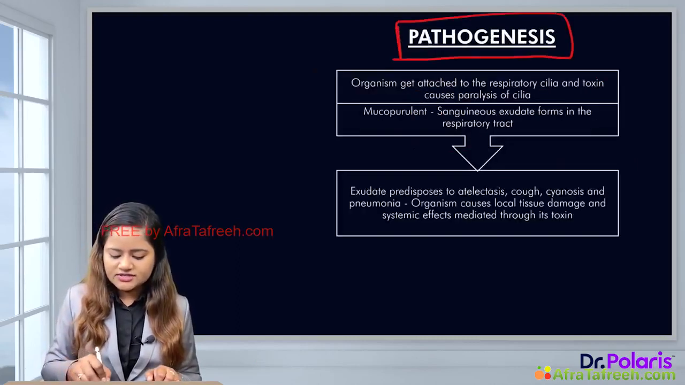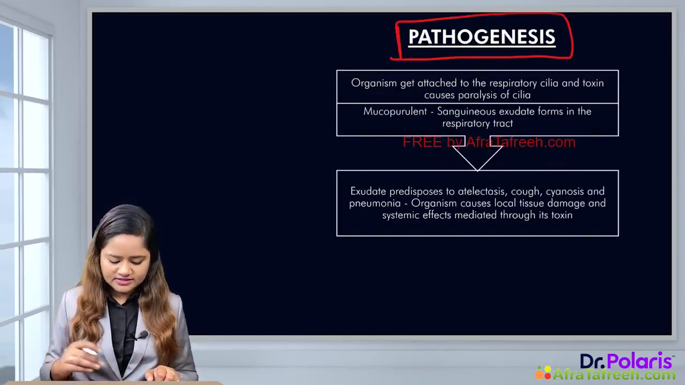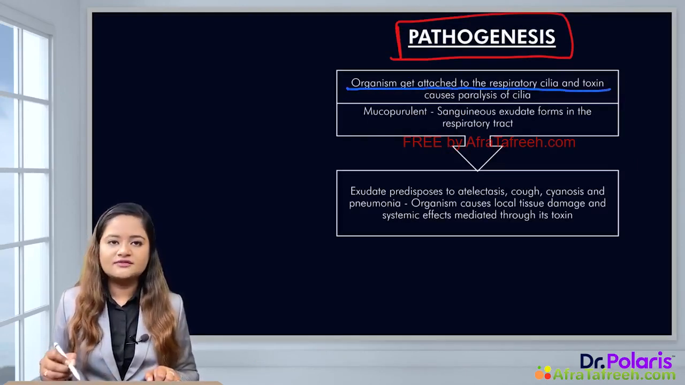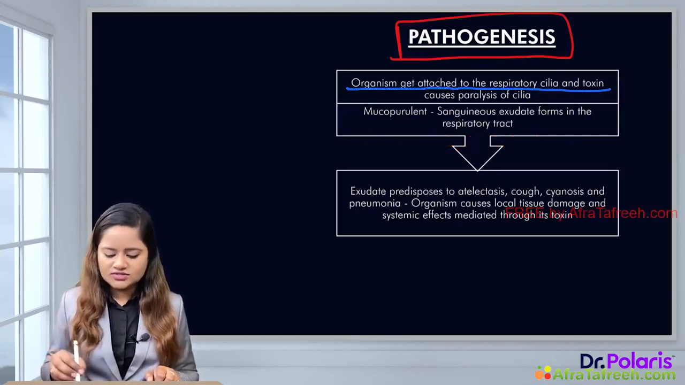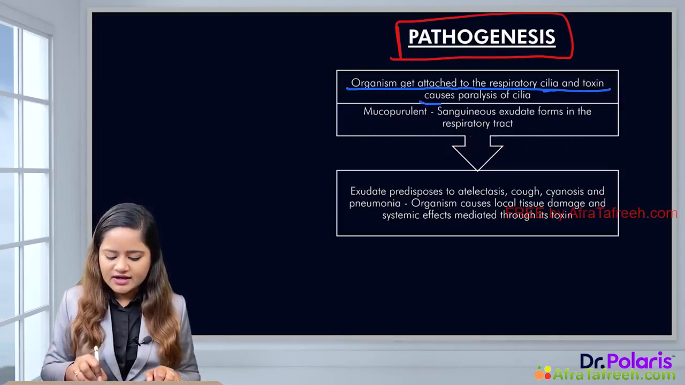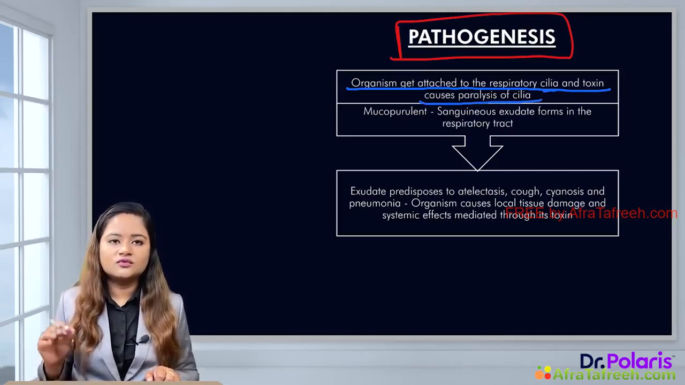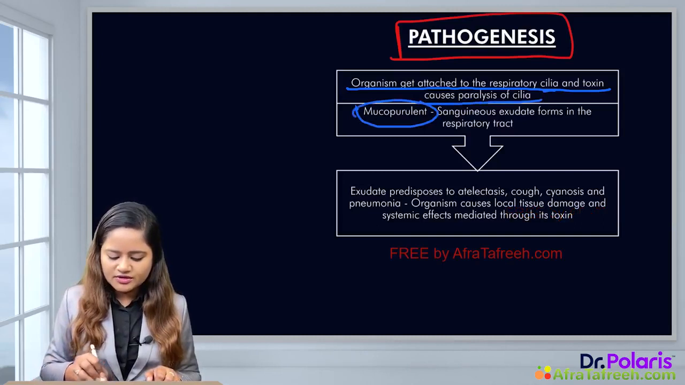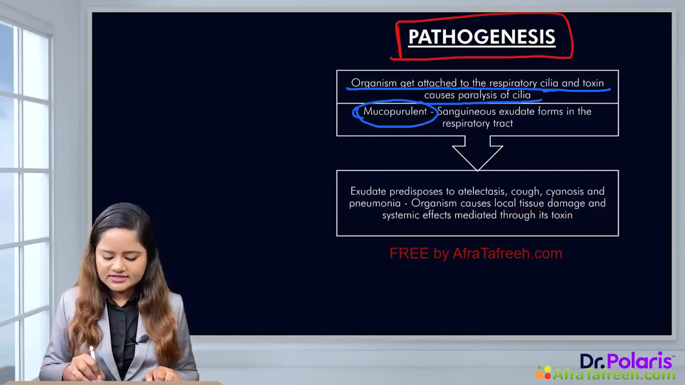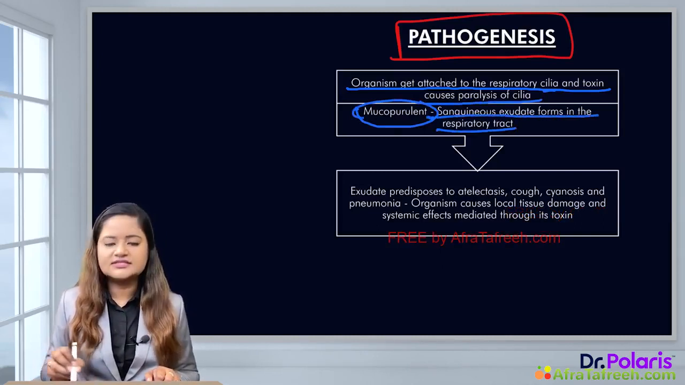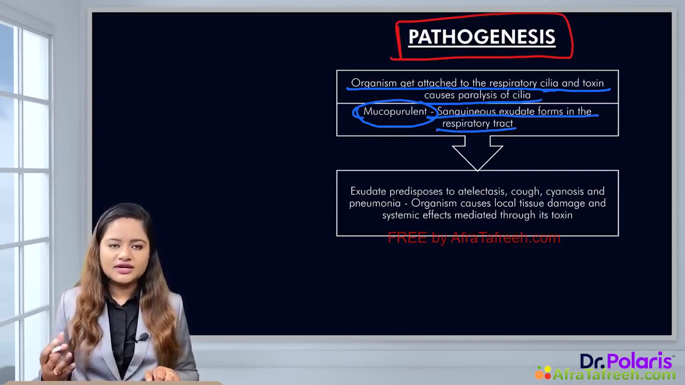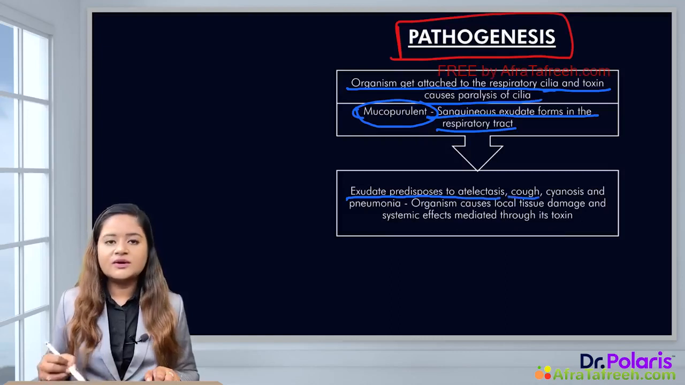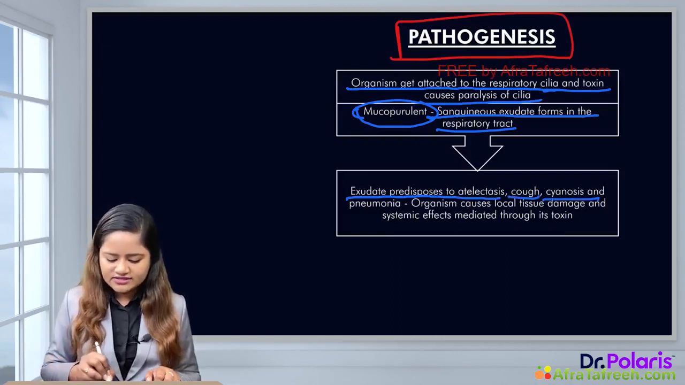So what is the pathogenesis of pertussis? How does it spread basically? Now the organism gets entry with the help of the droplet infection. Once it is inhaled inside, it goes and attaches to the respiratory cilia, and toxin causes the paralysis of those local areas, the cilia that is present over there. It produces a mucopurulent secretion, that is basically a serosanguinous exudate that forms in the respiratory tract. So once this exudate has started to form, it predisposes to atelectasis, frequent episodes of coughing, cyanosis and pneumonia.